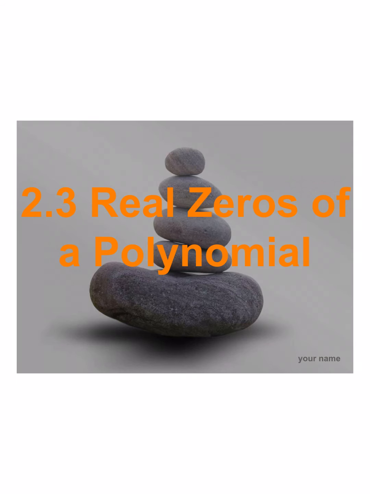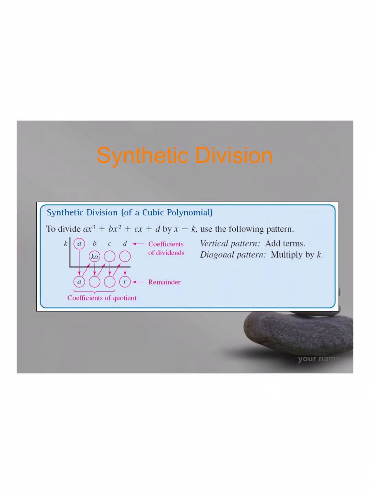Welcome to section 2.3, real zeros of a polynomial. In this section, what we're going to be doing is exploring some techniques we can use to help us find all of the real zeros of any polynomial function. Let's get started. All right, so the first process we're going to use is something called synthetic division.